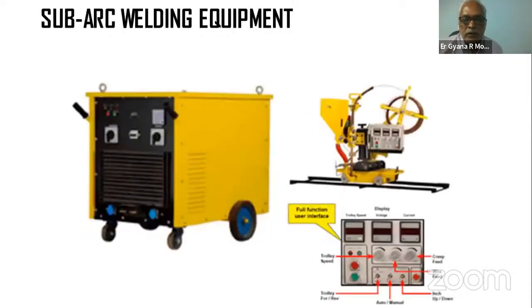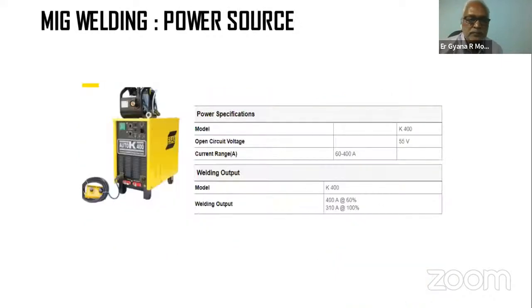This is the submerged arc power source. What we use are trolleys, and the power source and the controls. Normally, this is a MIG welding power source. We basically have to understand a little bit about the power source.